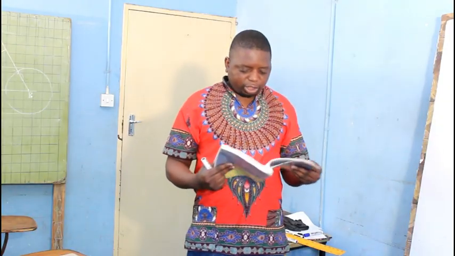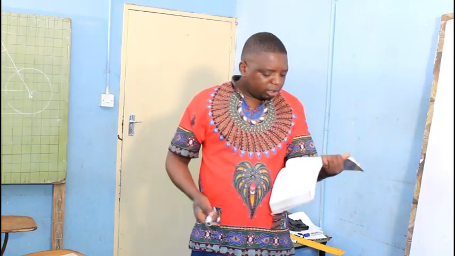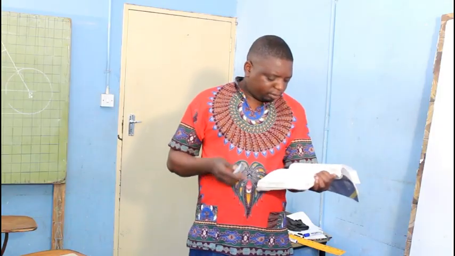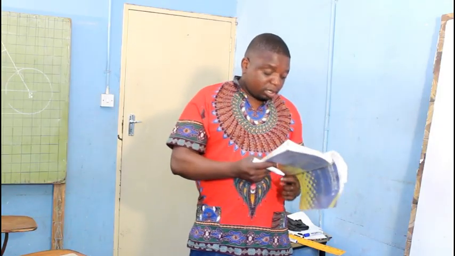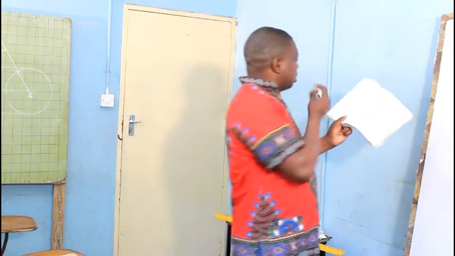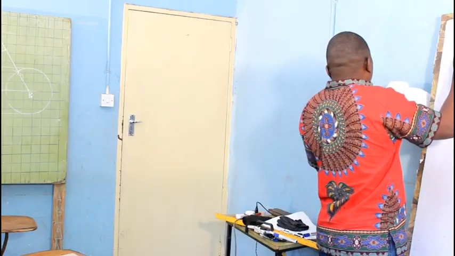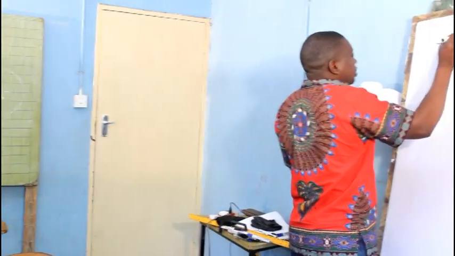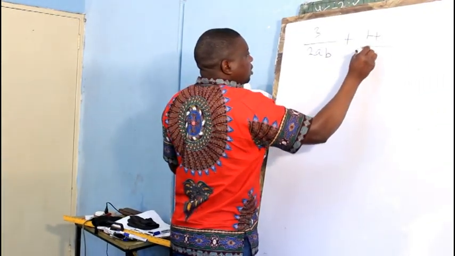Addition and subtraction of fractions in algebra. Exercise 7C. 3 over 2AB plus 4 over 3BC.